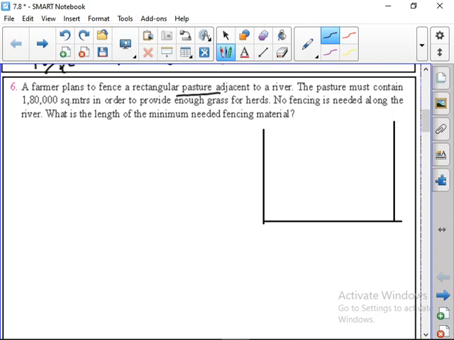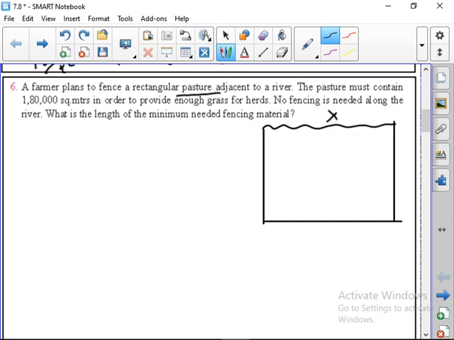Adjacent to a river means there is a river on one side. So let us assume the river is on this side. So the pasture must contain 1,80,000 square meters in order to provide enough grass for herds. No fencing is needed along the river. So on this side we do not need a fence. So what is the length of the minimum needed fencing material? Fencing material means the material used for building the fence.